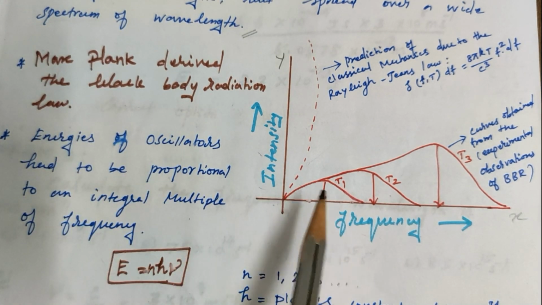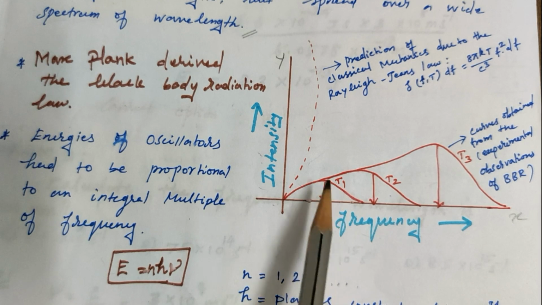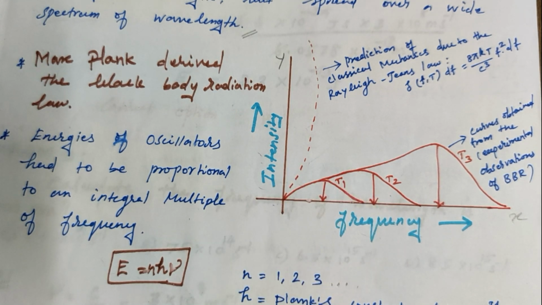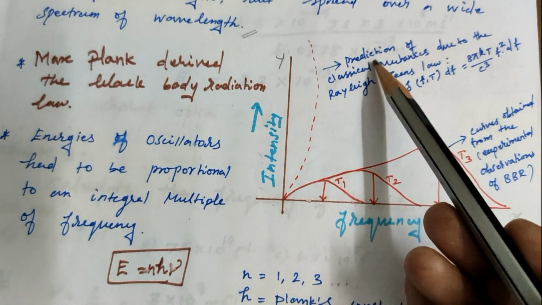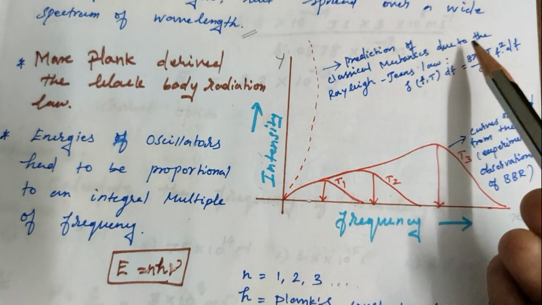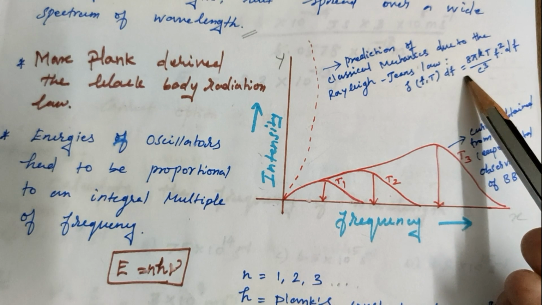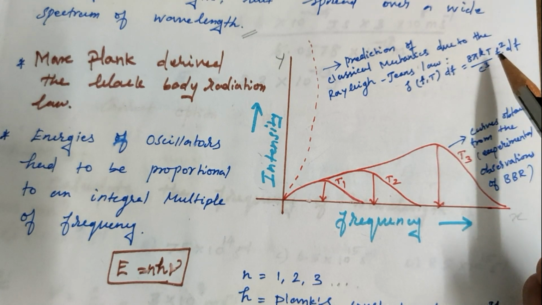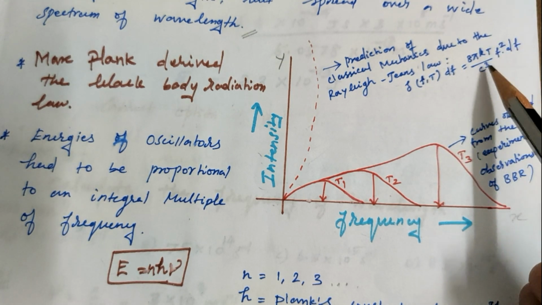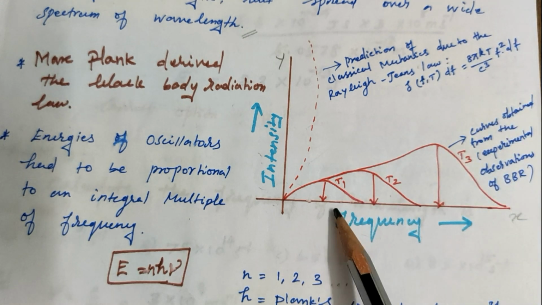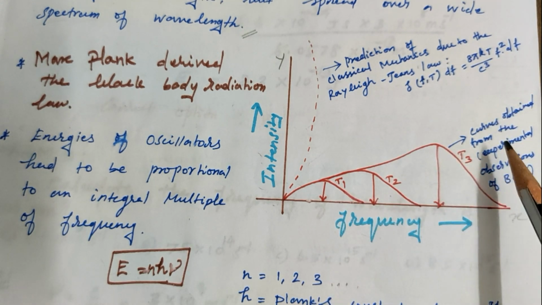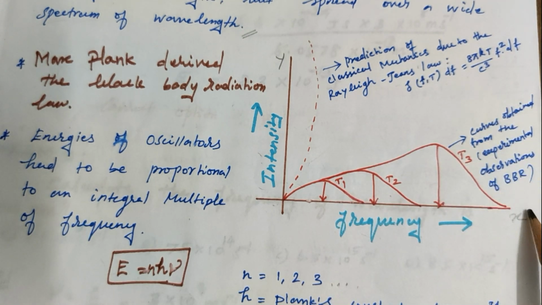From the graph, intensity versus frequency, two types of curves are obtained. The dashed curve is the prediction of classical mechanics due to the Rayleigh-Jeans law: del f T into df is equal to 8 pi kT f squared upon c cube into df. The solid curves are obtained from experimental observations of blackbody radiation.